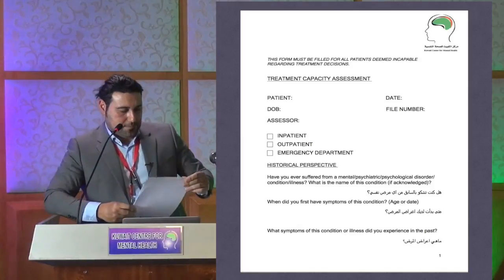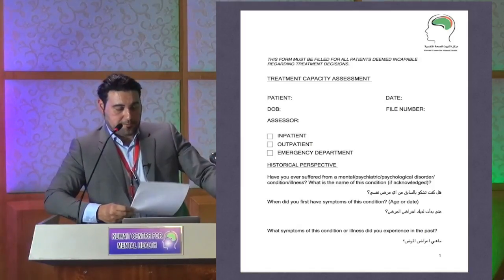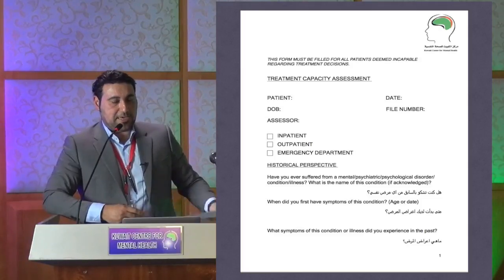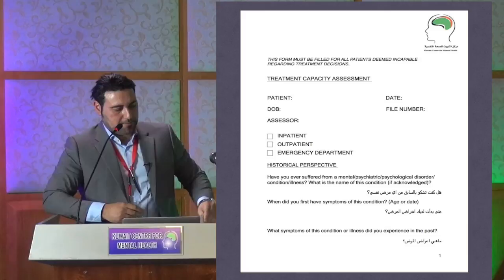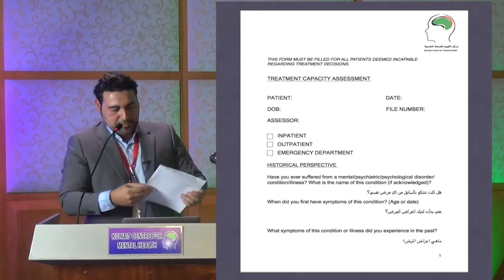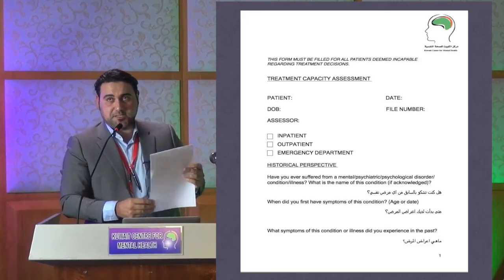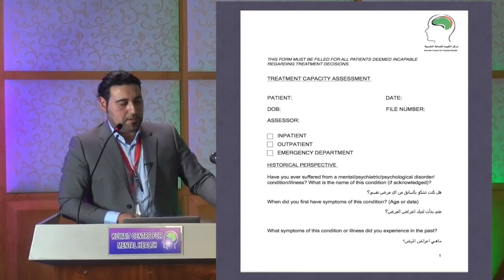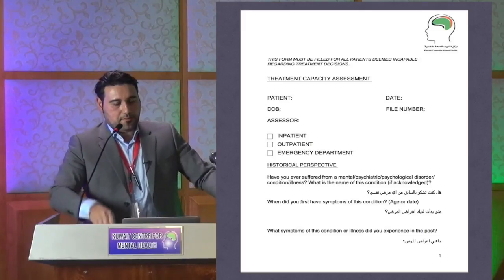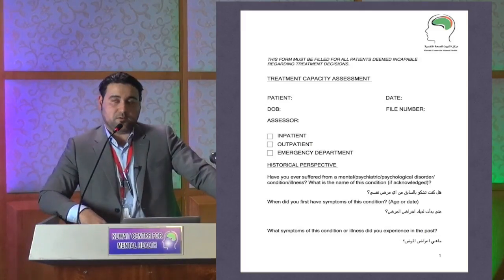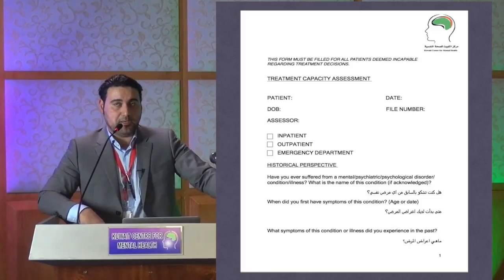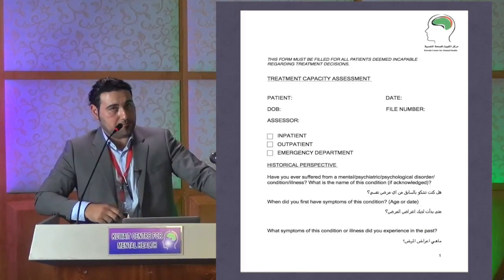So this is a form that we started actually using in forensic for patients who we say are not capable regarding treatment, okay? It's very easy to do, 8 pages. It won't take like 10 minutes of you, but will save your life, okay? So we will start implementing this form for any patient that you say is not capable regarding treatment. You have to fill this form, okay?